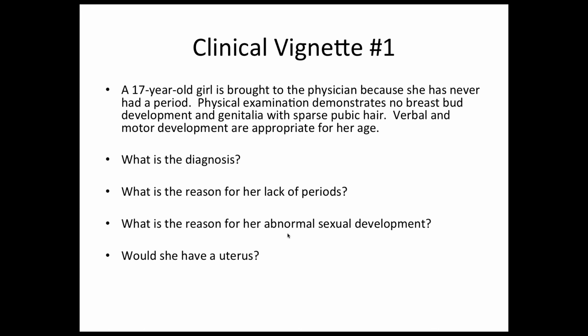Nice. Well done. To make it very clear, the reason for her abnormal sexual development, meaning no breast bud development and no pubic hair, is that she doesn't have ovaries, or functional ovaries. So she doesn't have follicles. So she doesn't have granulosa cells. So she doesn't have estrogen release. Estrogen is what allows you to develop the secondary sexual characteristics in women. So she's not going to develop them.